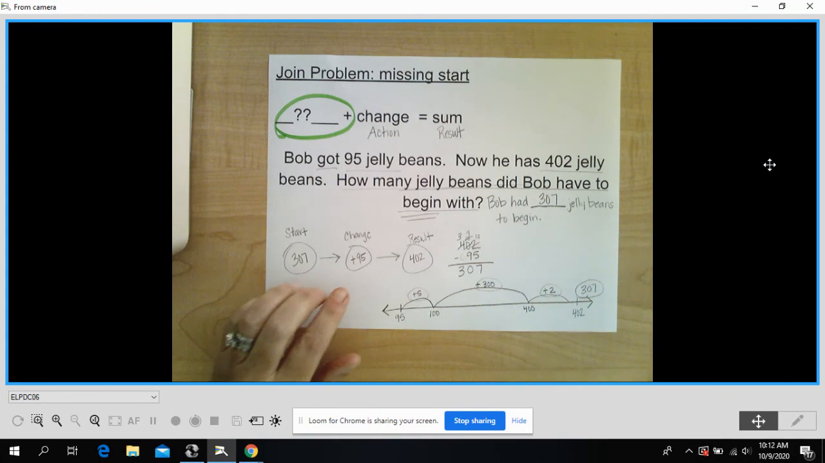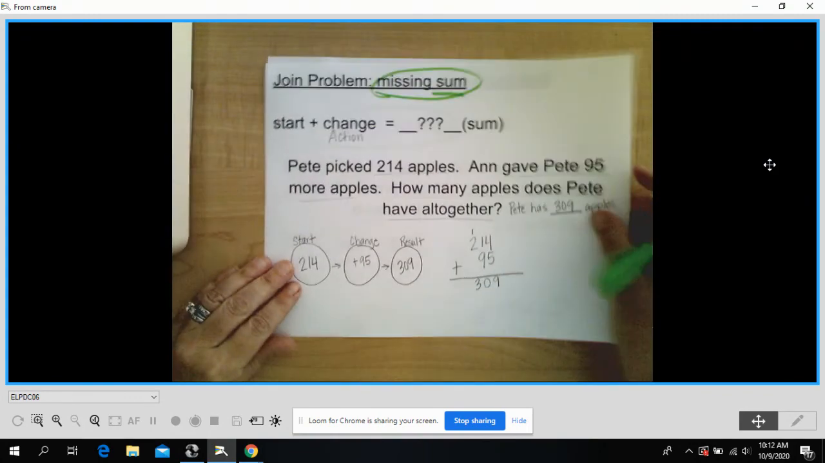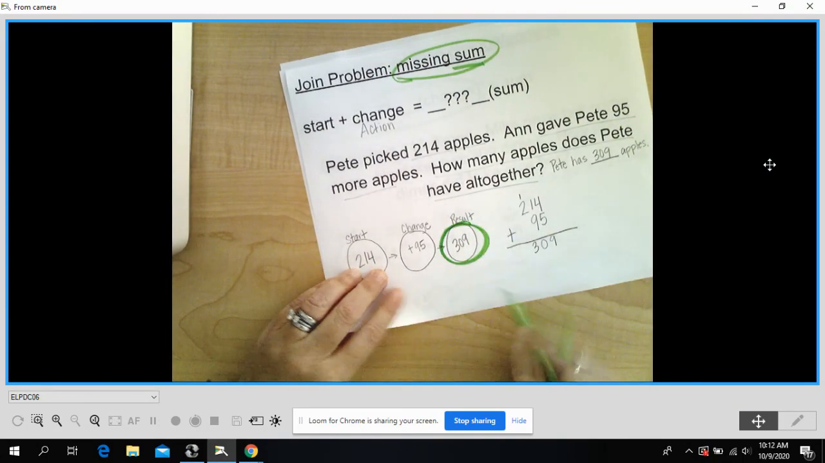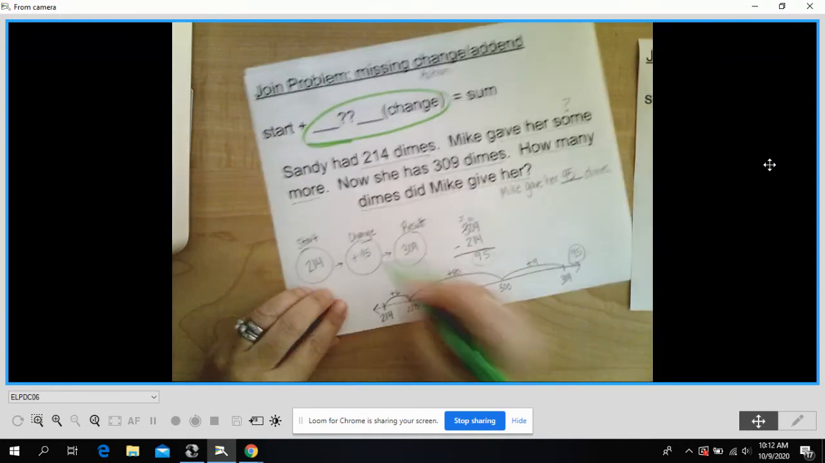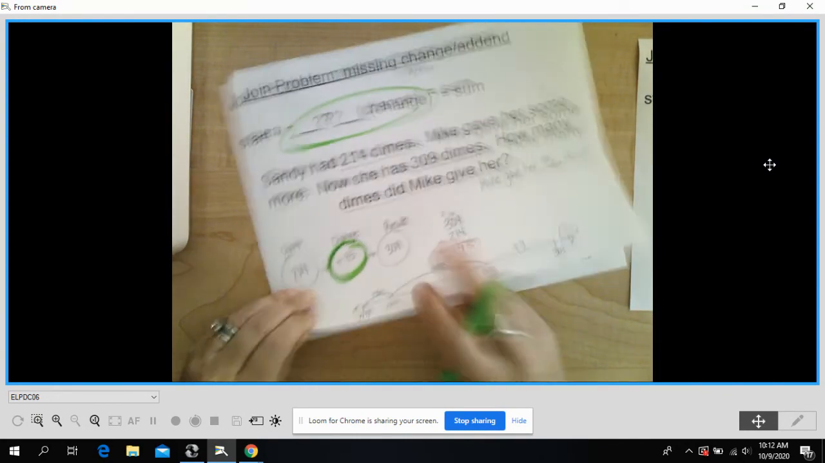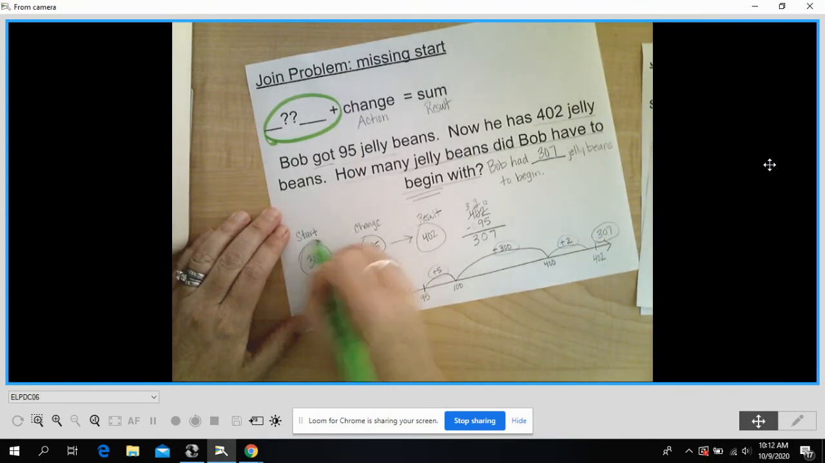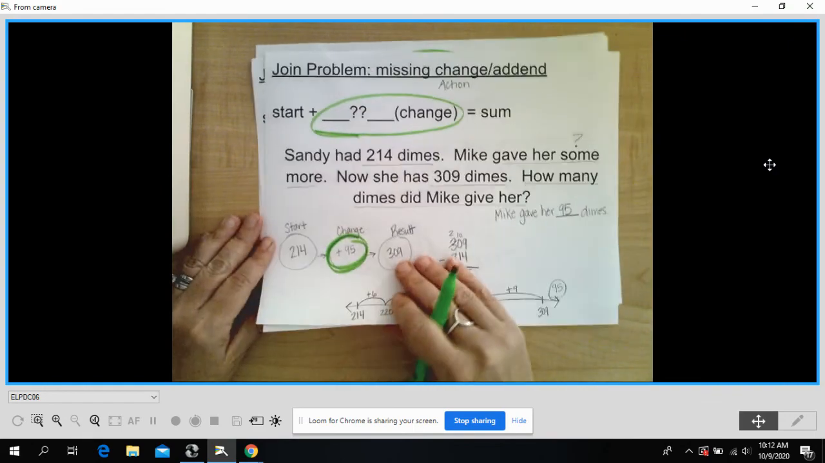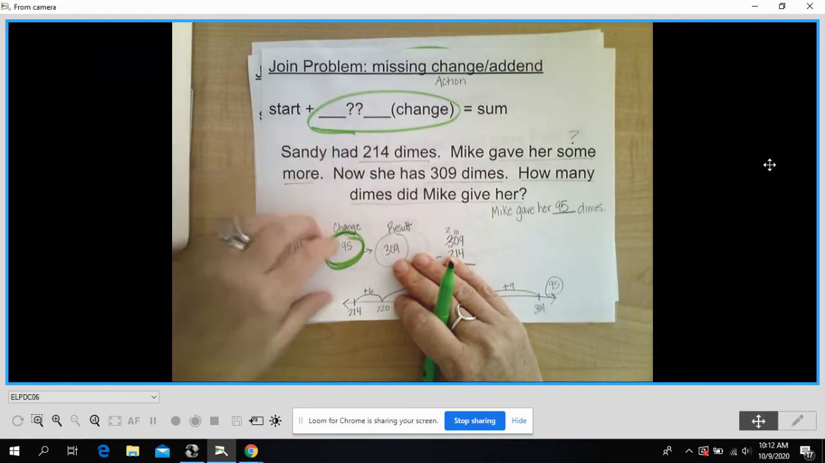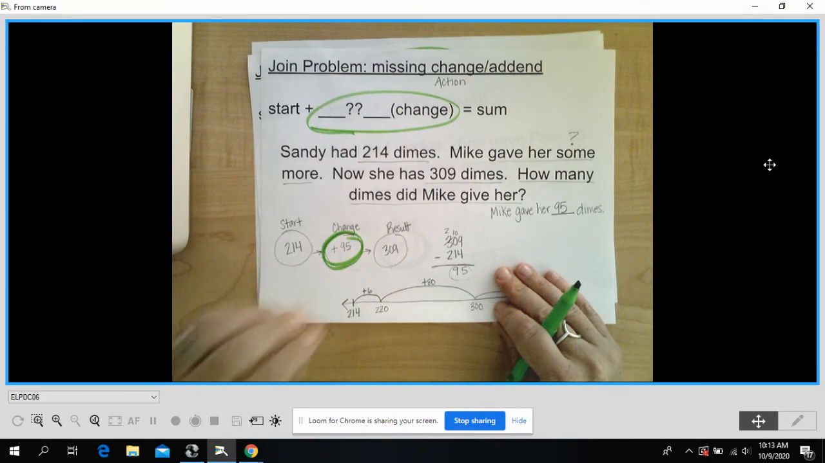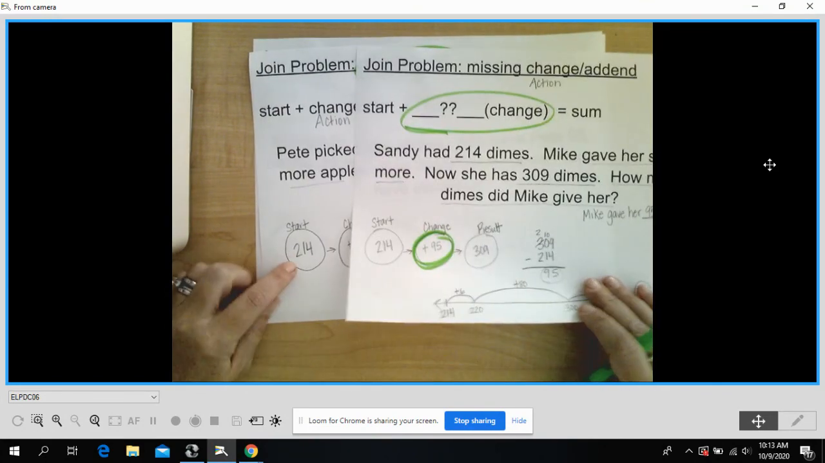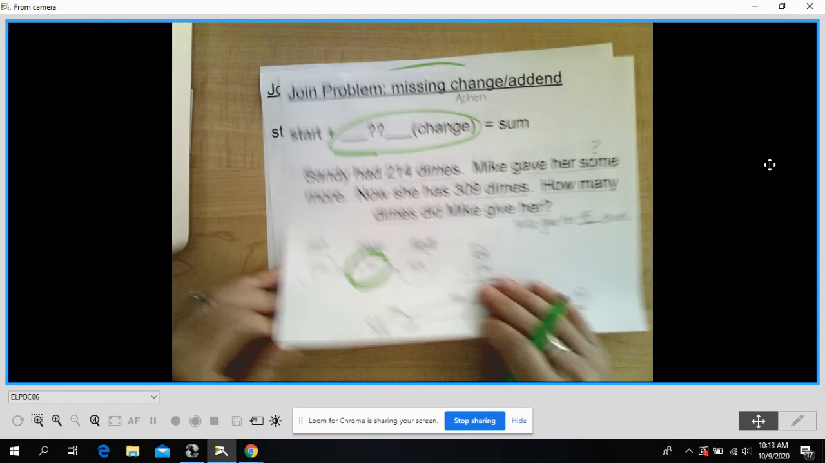So as I sign off today, I want you to remember a couple things. There are 3 different types of join problems where you're missing either the result, where you're missing the change, or where you're missing the start. And you have to figure out that number. Did you notice as we went through and read the problem types and solved them, as long as you have 2 of the pieces of information, you can find the third one. You can find the one that's missing.